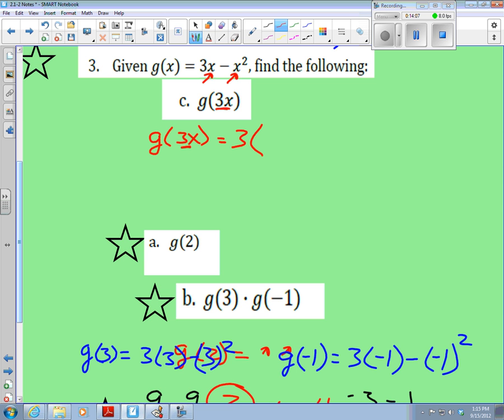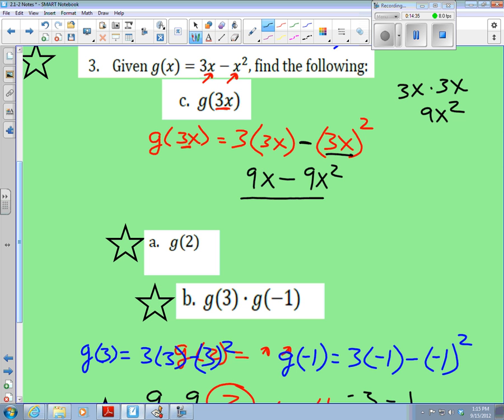So it's 3 times 3x minus 3x squared. You do exponents first, but it doesn't matter because you got to subtract here in the middle anyway. 3 times 3x is 9x minus, basically 3x squared is 3x times 3x, which gives me 9x squared. They're not like terms, so this is your answer. g of 3x equals 9x minus 9x squared. It is an expression. So we are done there.